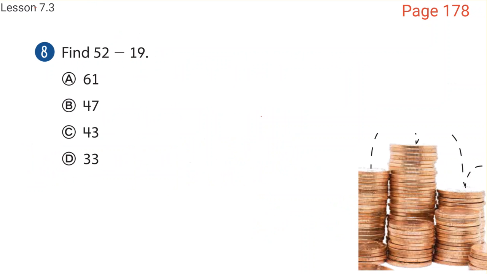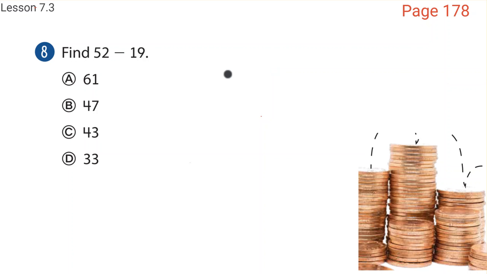Let's take a look at, still on page 178 here, and it says here, find 52 minus 19. So what do you think a good strategy would be for that? Think about it for a moment. Pause the video if you need to. Okay, welcome back.